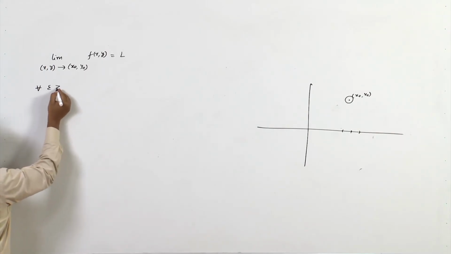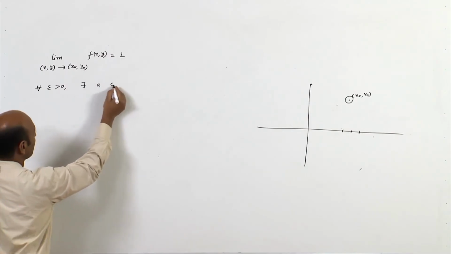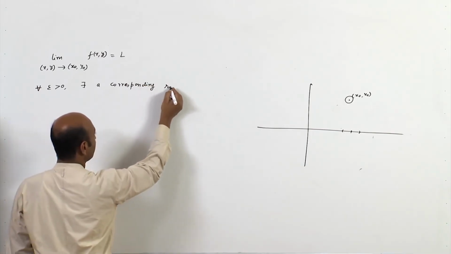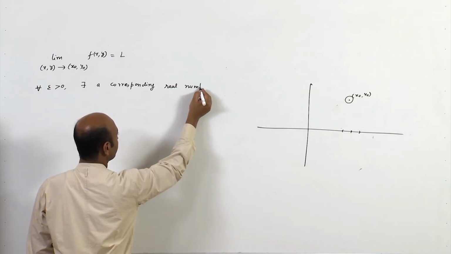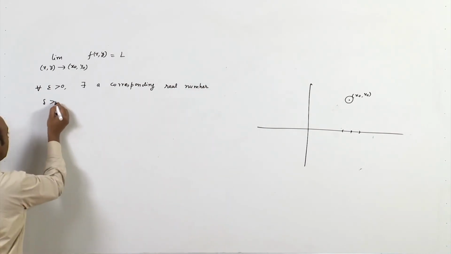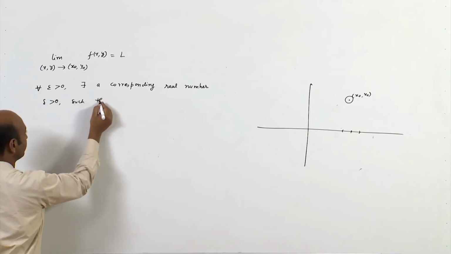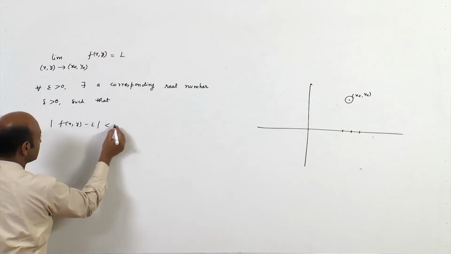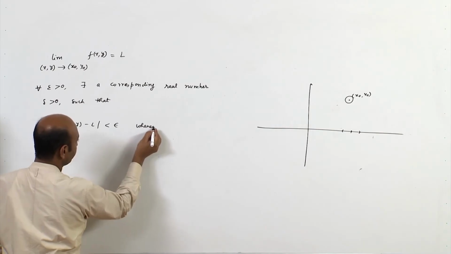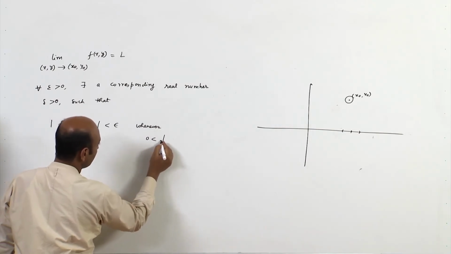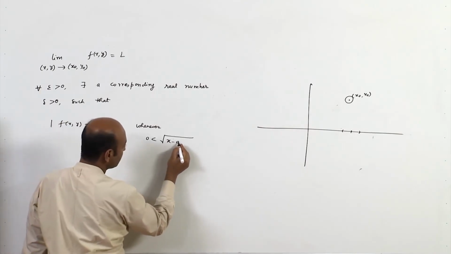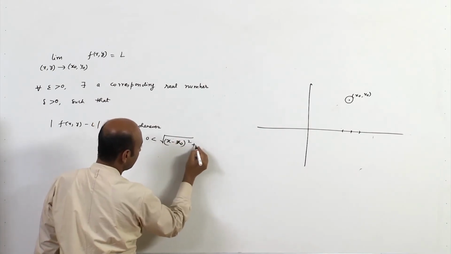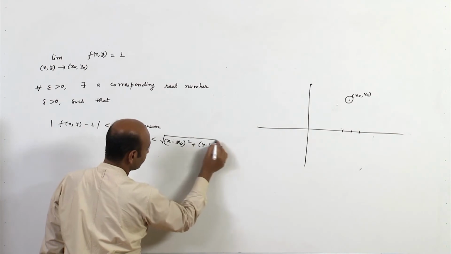For all epsilon greater than 0, there exists a corresponding real number delta greater than 0 such that |f(x, y) − L| < epsilon whenever 0 < √((x − x₀)² + (y − y₀)²) < delta.